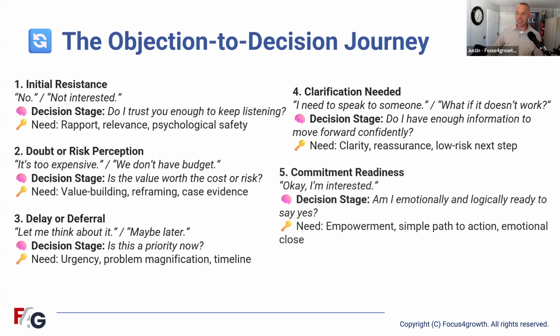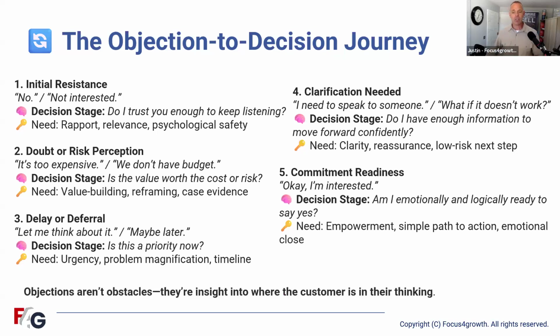And then finally, you get customers that say, okay, I'm interested, but they're not saying yes. They say, okay, you got me interested. At this stage they're asking themselves, am I emotionally and logically ready to say yes? I'm saying I'm interested, but I'm not saying yes. In this stage, they need empowerment, a really simple path to action, and some kind of emotional commitment themselves to move this to a decision. And recognizing, of course, objections aren't obstacles. They're insight into where the customer is in their thinking at this point in time, and our job is to move them through that decision-making journey.